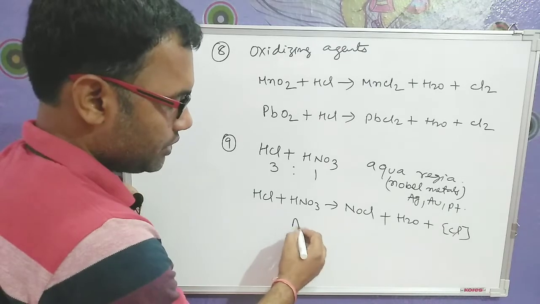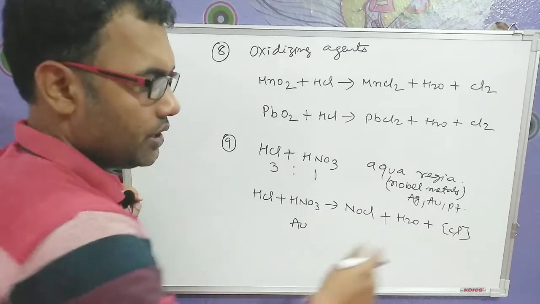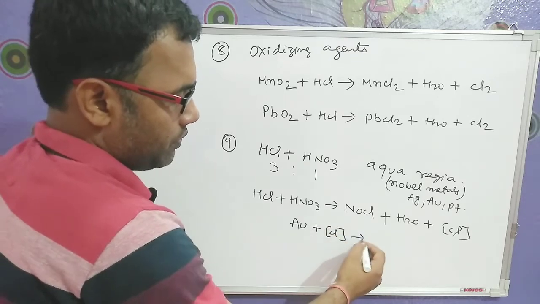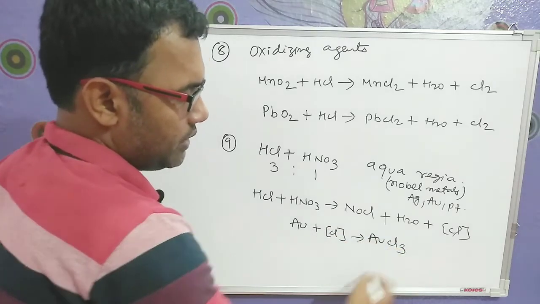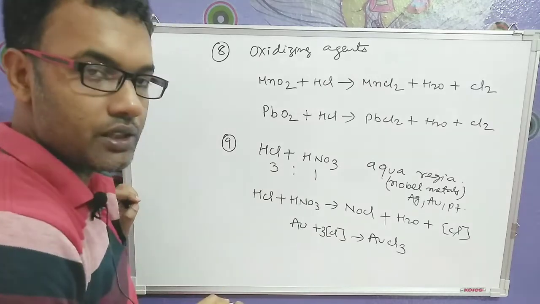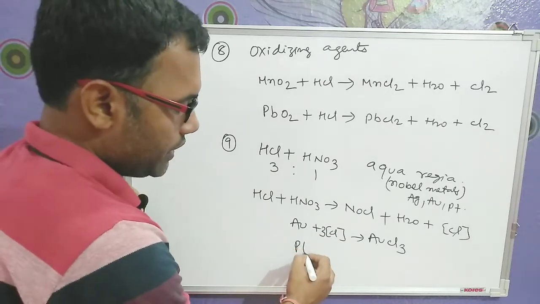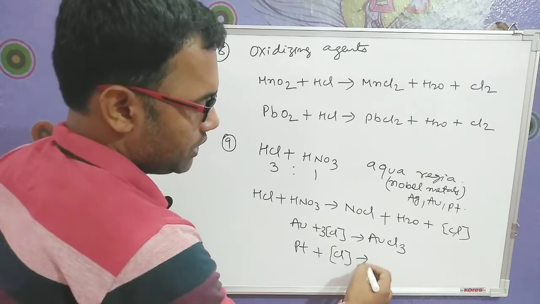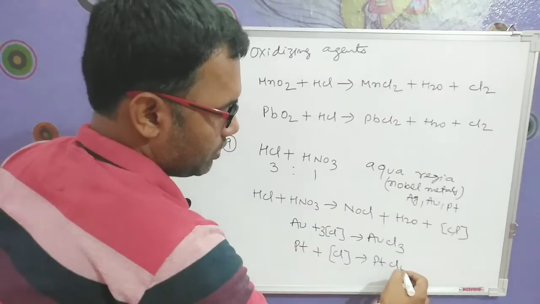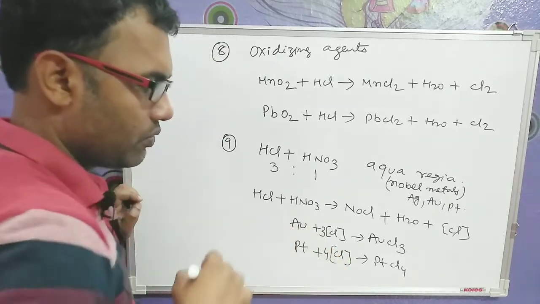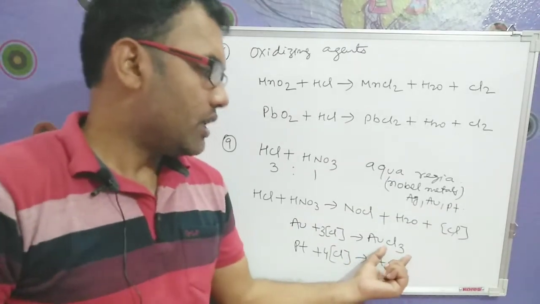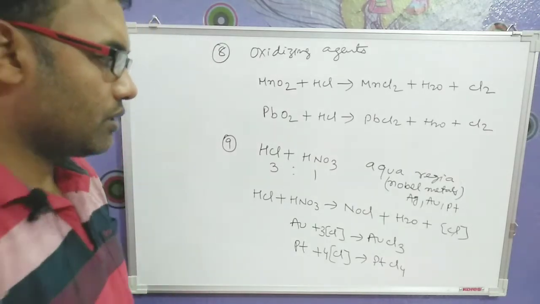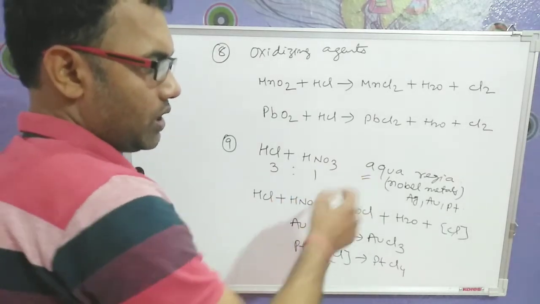What is the first reaction? If we take gold in the presence of nascent chlorine, what does it form? It forms AuCl3, you just balance here. Another one, if we take platinum plus nascent chlorine, what does it form? It forms platinum chloride, and here we'll put 4. That means AuCl3 is a soluble product and PtCl4 is a soluble product. So this is your aqua regia.